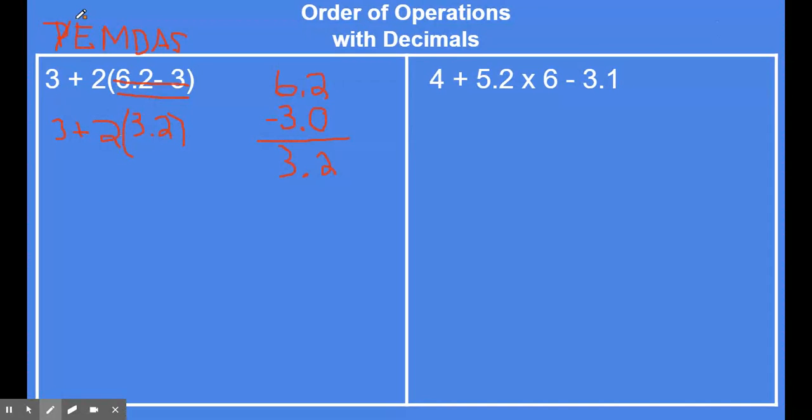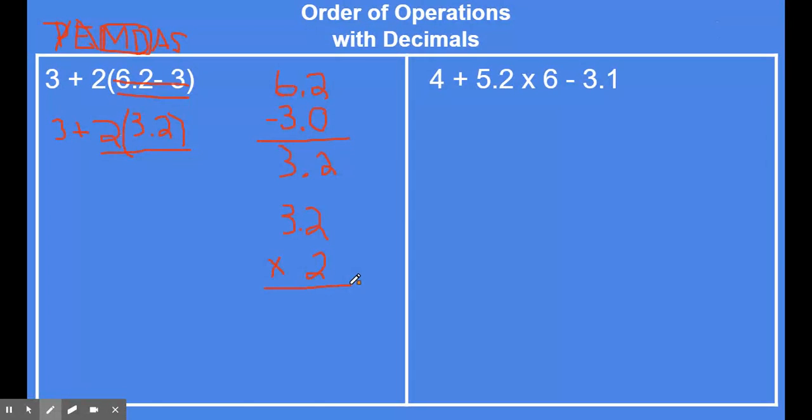No. So are there any exponents? No. Is there any multiplication or division? Yes, right here. So remember, when I have a number beside a parenthesis, it means to multiply. So I'm going to have 3.2 times 2. Now, what are my rules for multiplying decimals that you just learned in this unit?